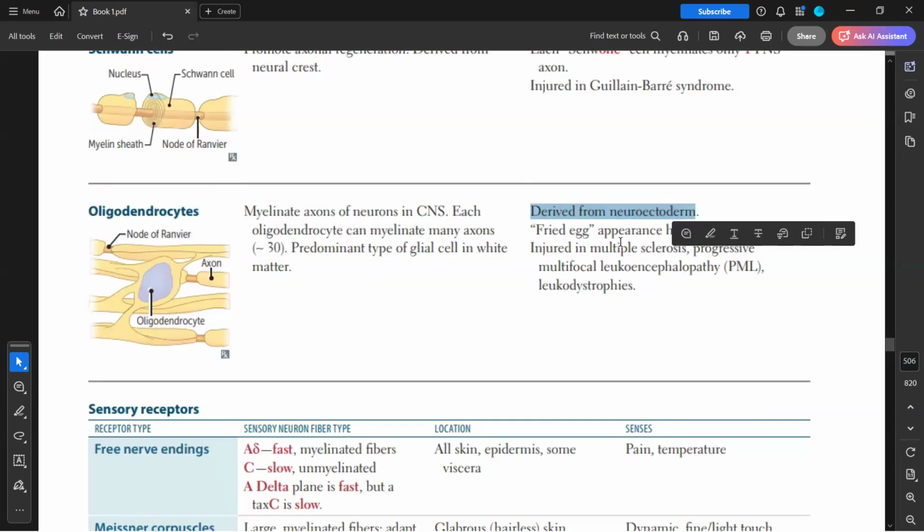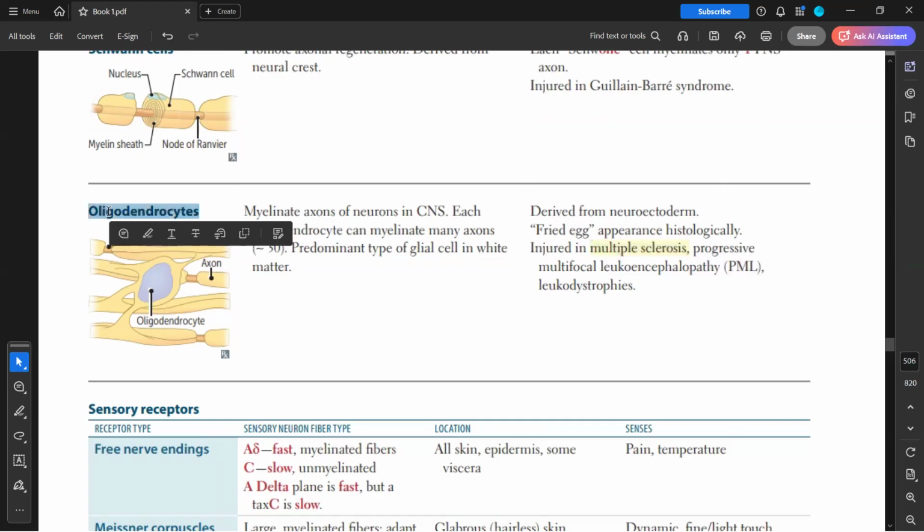Derived from neuroectoderm, fried egg appearance histologically. So in histology, you would see them and you would think of it as, oh, that's a fried egg. I'm hungry. But it's actually this. Injured in multiple sclerosis. So if there's a patient with multiple sclerosis, they won't have oligodendrocytes to produce myelin, and that would decrease the conduction velocity.